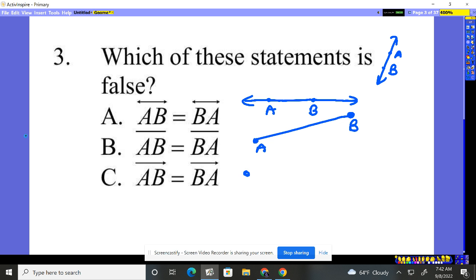You can't say ray AB is the same as ray BA, because ray AB starts at A, goes through B, and keeps going forever. A little terrible arrow there. That's not the same as starting at B and shooting through A. They're different things. Or you could imagine A shooting through B or B shooting back through A. Those aren't the same. A ray has a distinct starting point. Here it said A, here it said B. This is not the same. That's a false statement.